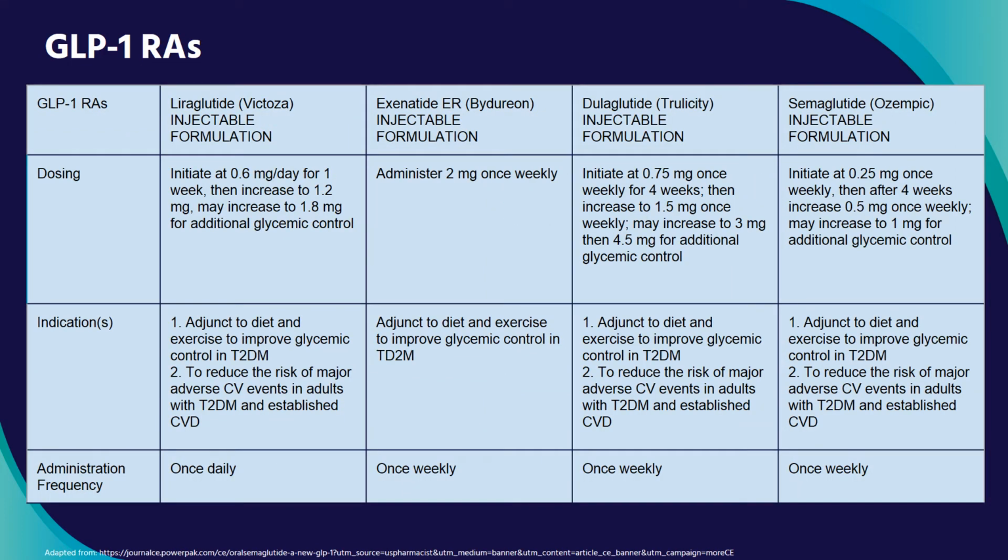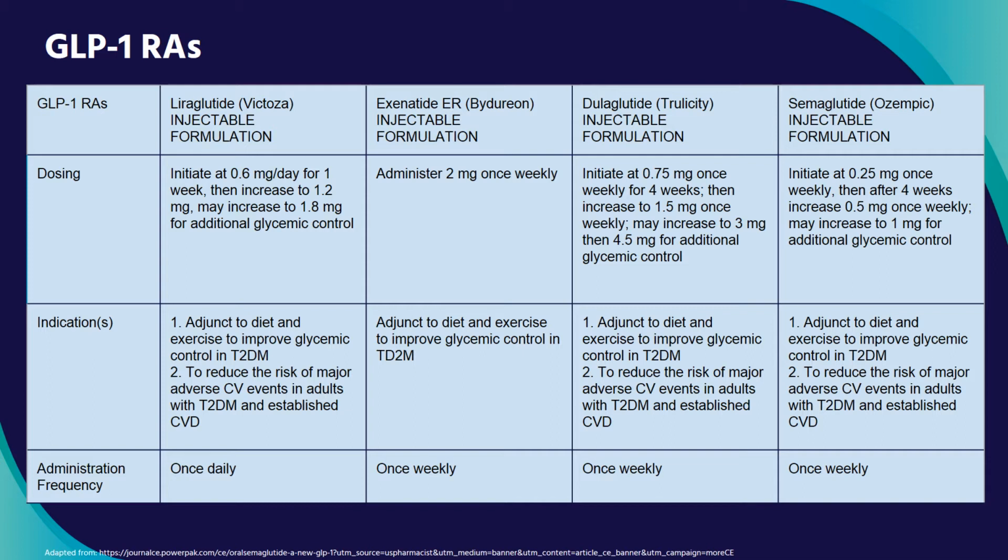Here we have the rest of the GLP-1s. Victoza, Ozempic, and Trulicity also have an additional indication to reduce the risk of major adverse cardiovascular events, including CV death, non-fatal myocardial infarction, or non-fatal stroke in patients with type 2 diabetes within the adult population and who have established cardiovascular disease or multiple cardiovascular risk factors. The dosing frequency is either daily or weekly injections, as mentioned on the previous slide.